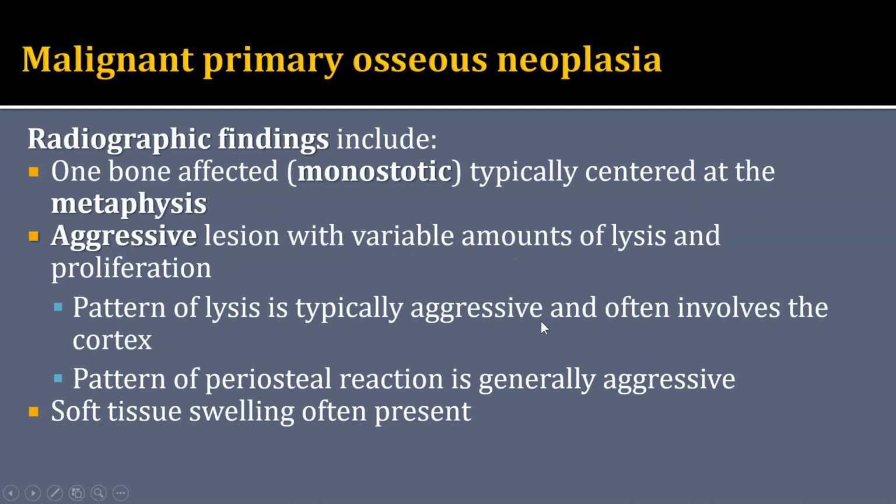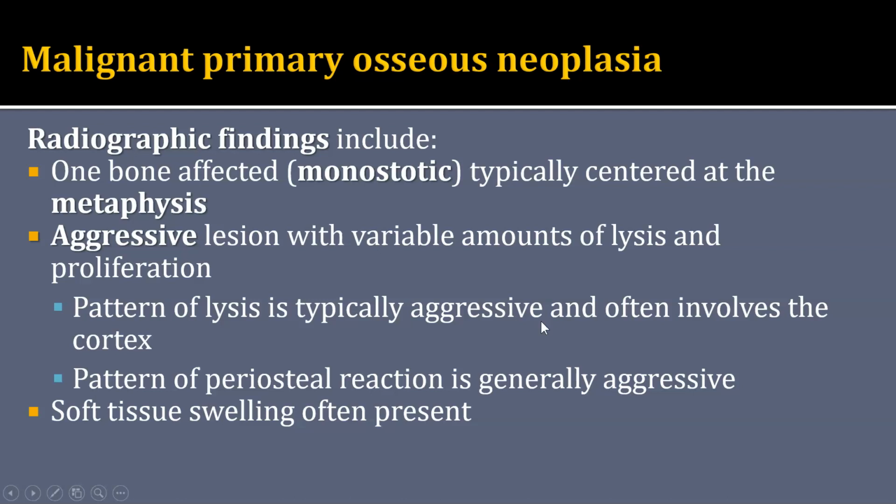As we've reminded ourselves about what an aggressive lesion looks like, that will help us when we think about radiographic findings. So definitely, this is an aggressive lesion. They have variable amounts of lysis and proliferation, but the pattern of lysis is typically aggressive and oftentimes involves the cortex. And the pattern of periosteal reaction is also generally aggressive.